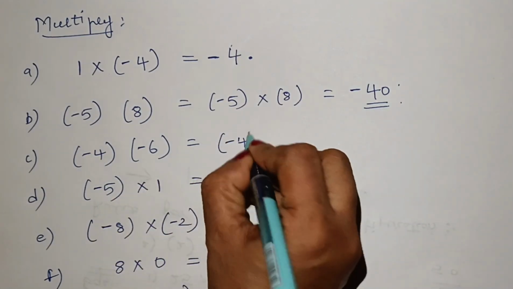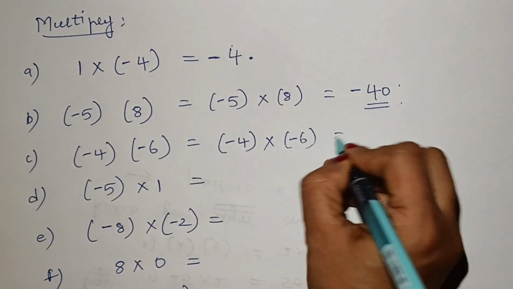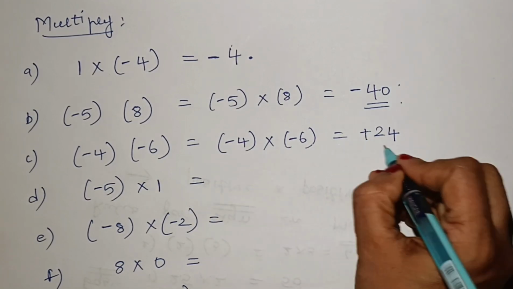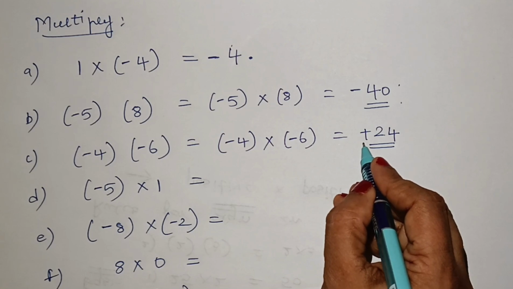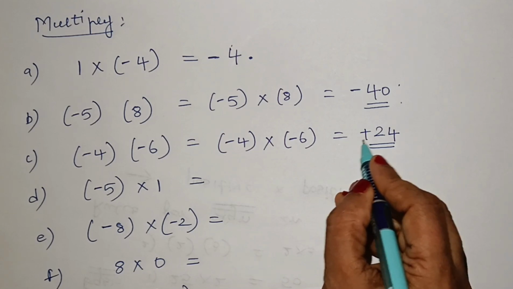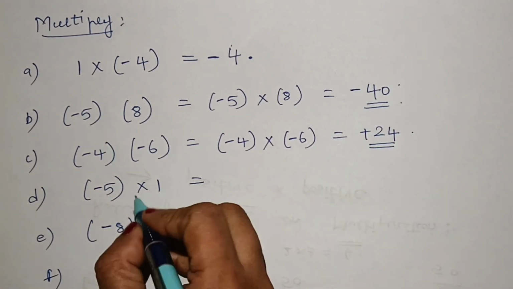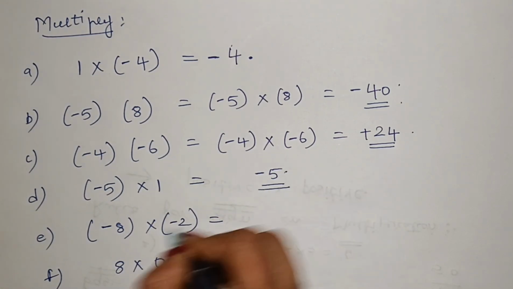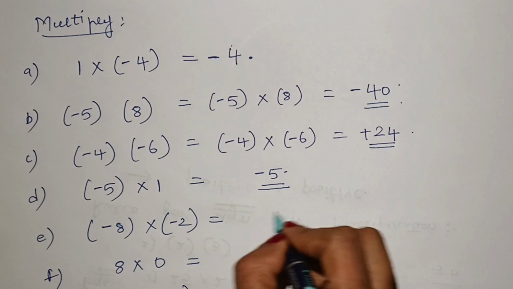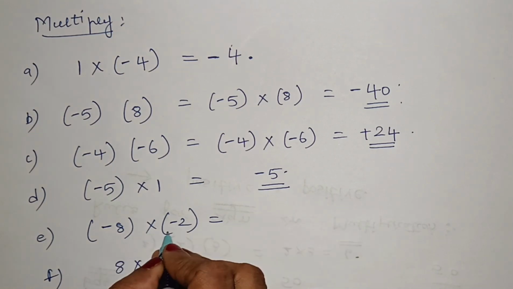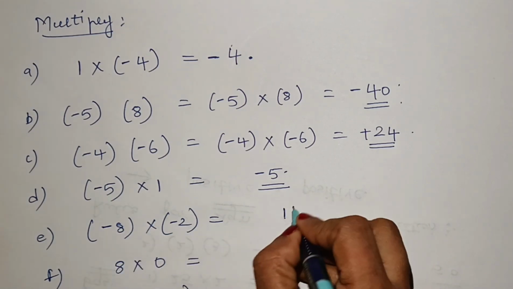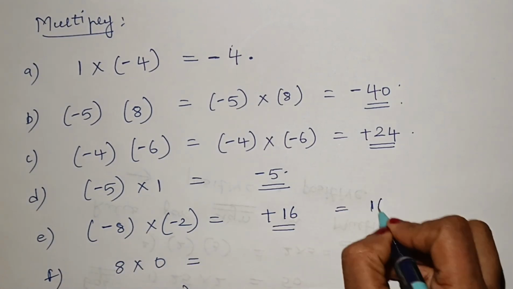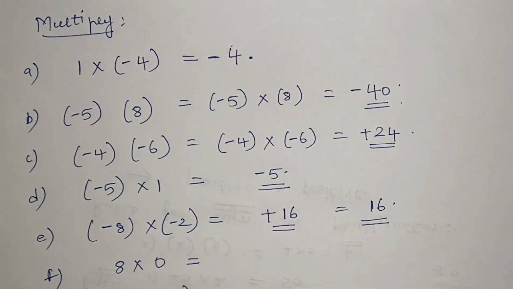Now, minus 4 into minus 6. 4 6s are 24. Minus into minus plus. Even if you don't put plus sign, still it is assumed as plus 24. Minus 5 into 1. Answer is what? Minus 5. Now, minus 8 into 2. So, first multiply the whole numbers. 8 2s are 16. Minus into minus plus. Even if you want, you can write the answer as only 16.